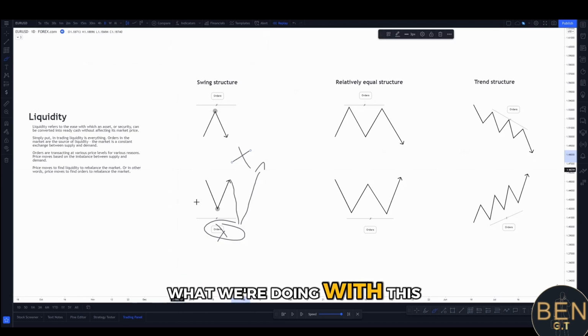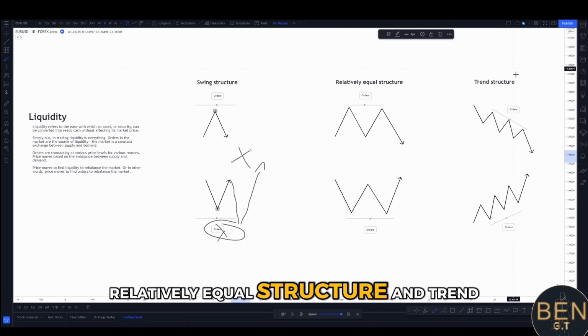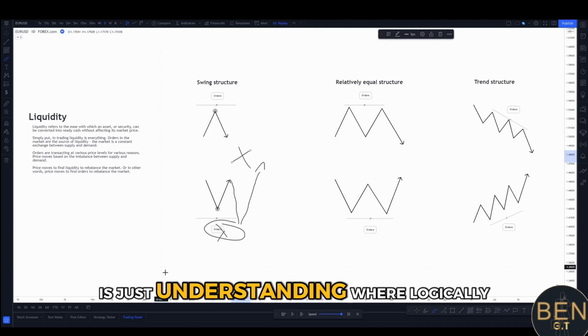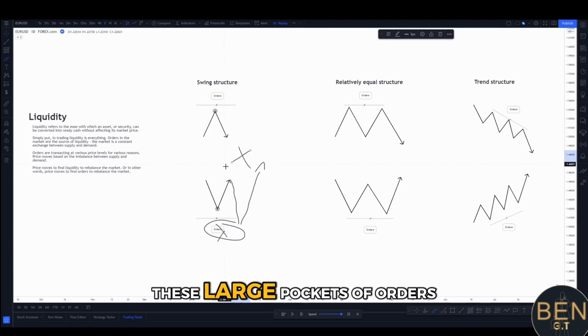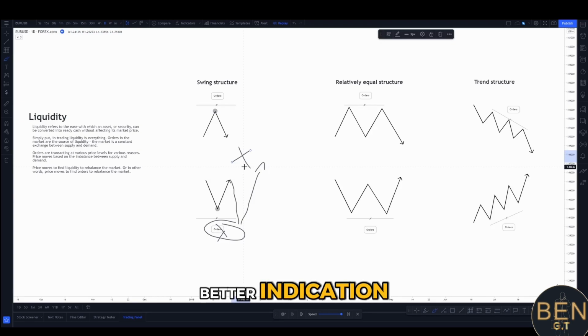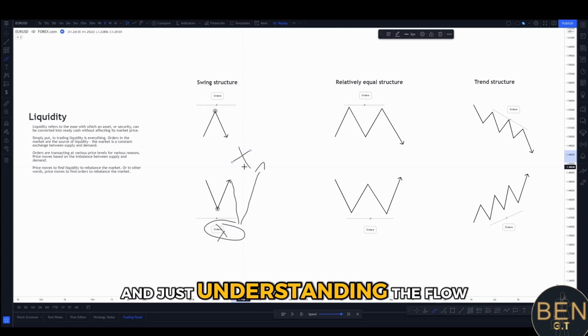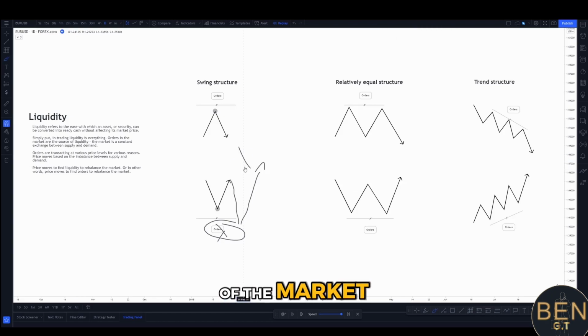What we're doing with this understanding of swing structure, relatively equal structure, and trend structure is just understanding where logically these large pockets of orders are likely to sit, so we can have a better indication and understanding of where price is likely to go when it's trending, when it's pulling back, and just understanding the flow of the market.